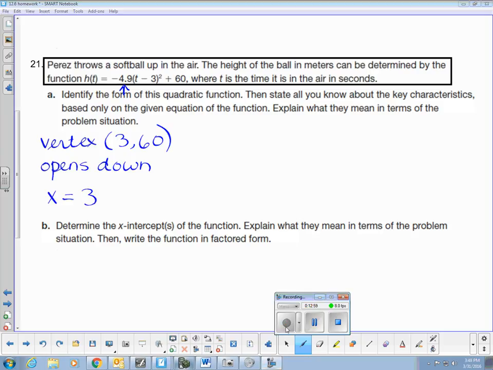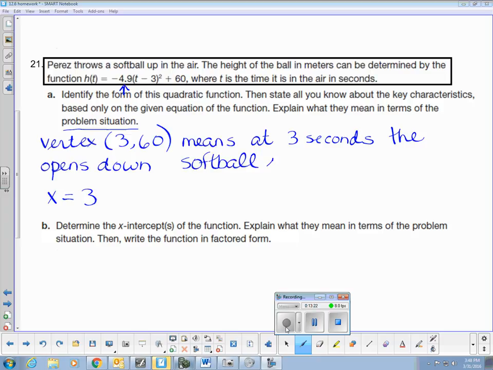In terms of the problem situation, what this vertex means is at 3 seconds, the softball is 60 feet in height, which describes my maximum height, my maximum vertex.